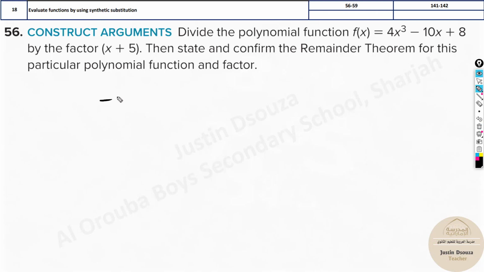Looking at this, just change the sign, minus 5, write it like this. What are the other terms? Here we have 4x cubed. There is no x squared, so it's 0x squared minus 10x plus 8. And now let's substitute. 4, first term, 0, next term, minus 10, and lastly 8.